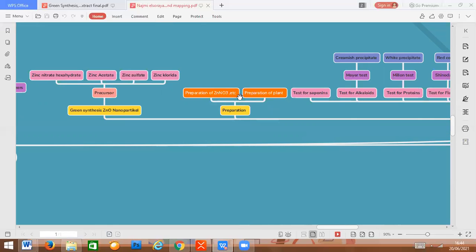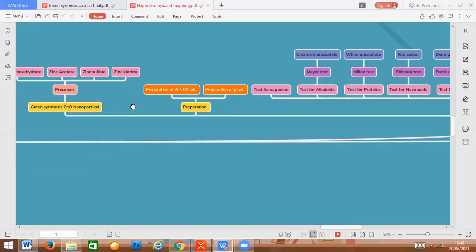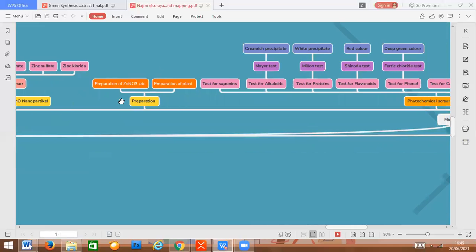Preparation of ZnO. This is one of the precursors of zinc atom. And then preparation of the plant. Yes, we must prepare. Now this is the precursor: zinc nitrate hexahydrate, zinc acetate, zinc sulfate, and also zinc chloride. These are the precursors for the green synthesis of ZnO nanoparticles.